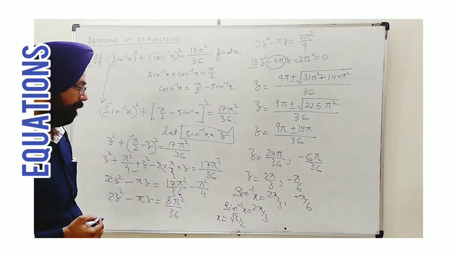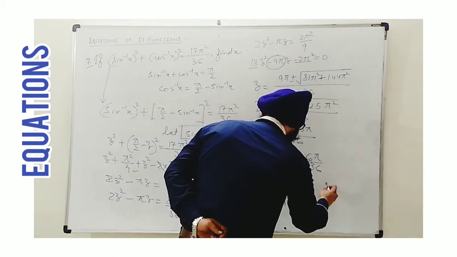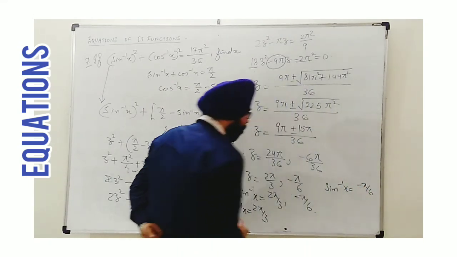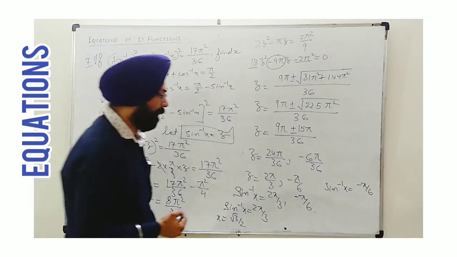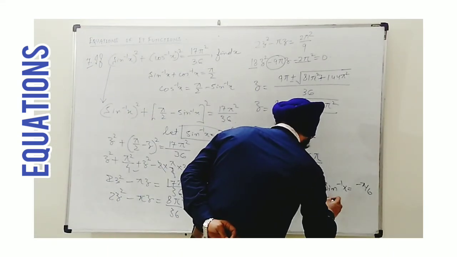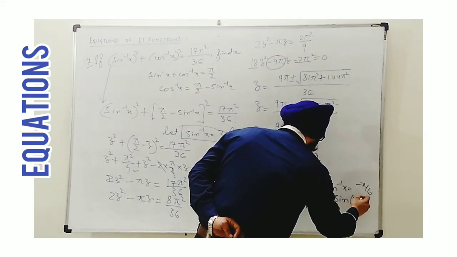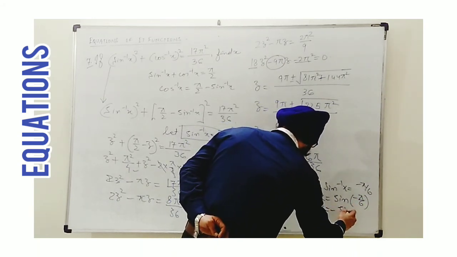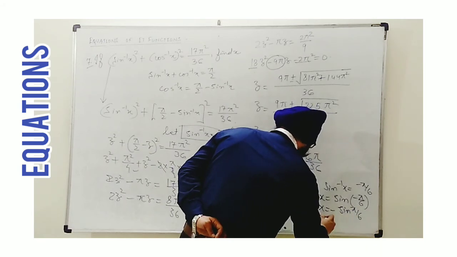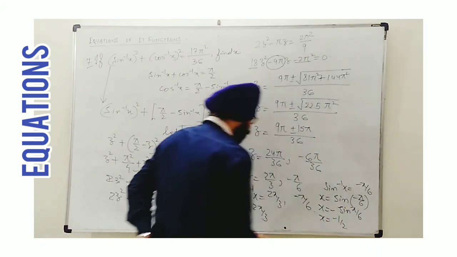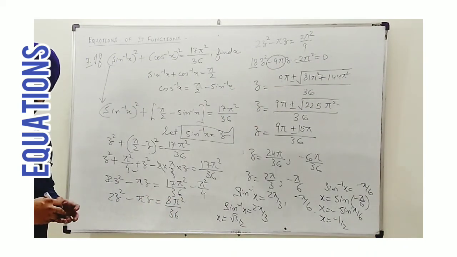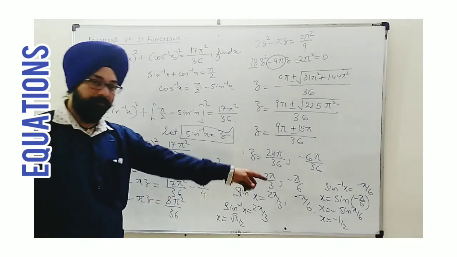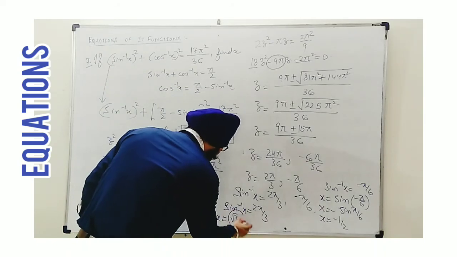Next, if I take sine inverse x as minus pi by 6, which is minus 30 degree, x will be sine of minus pi by 6, which is minus sine pi by 6, and x finally comes minus 1 by 2. So this way we obtain two values of x. It was a quadratic equation. We are having root 3 by 2 and minus 1 by 2 as final values.